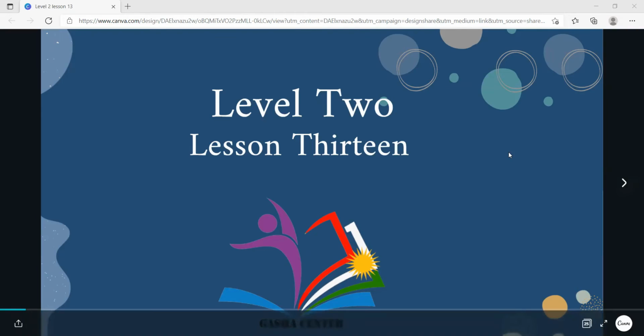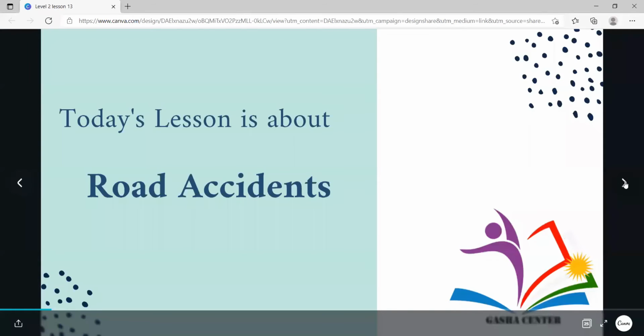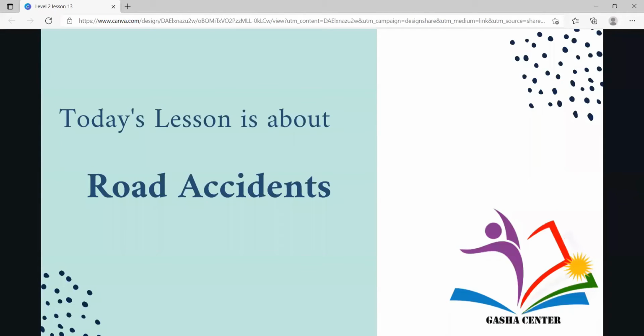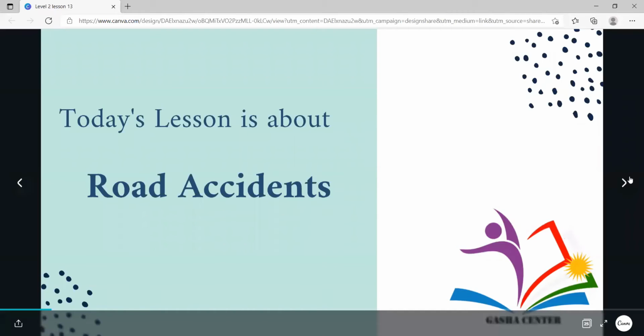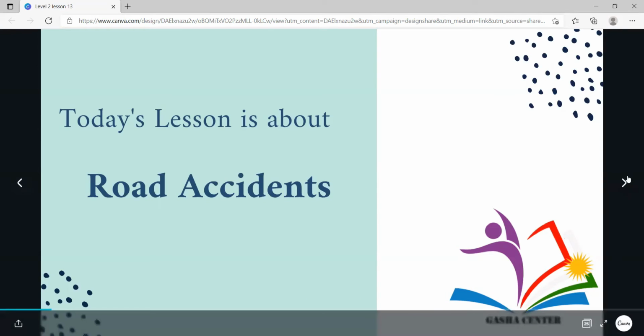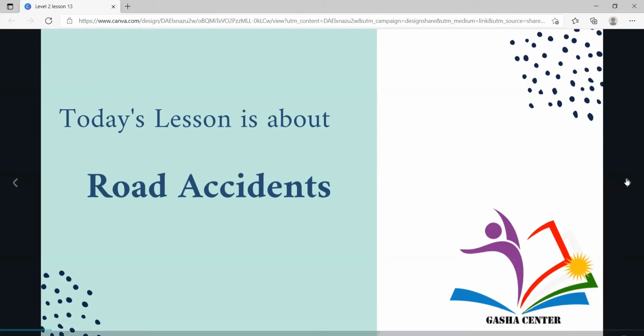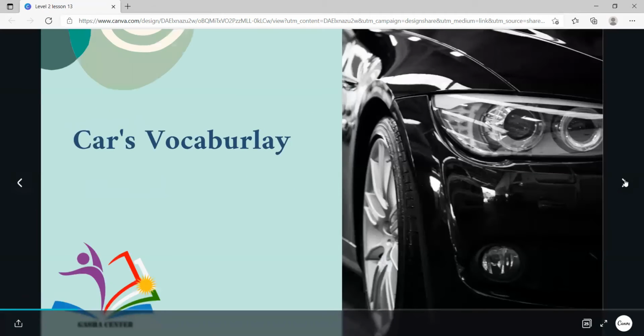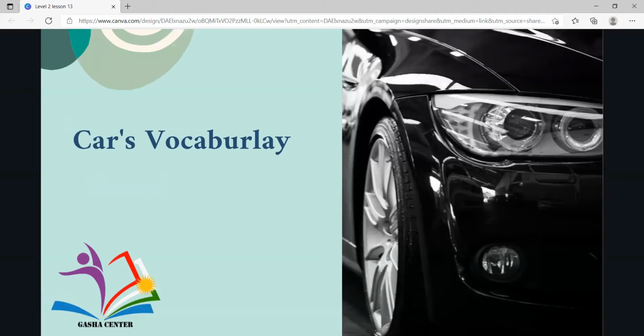Okay. So let's start tonight's lesson. We reached lesson 13. Tonight's lesson is about road accidents, and some new vocabulary about the car, the parts of the car. Some words for accidents, some tips for road safety. We will learn some other things in this lesson. So let's go on. We have some car accidents here.